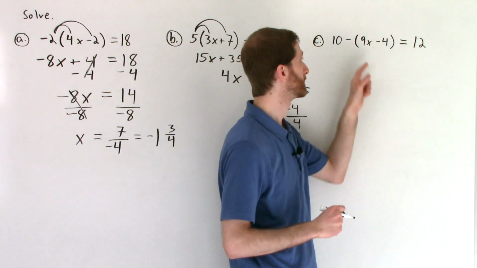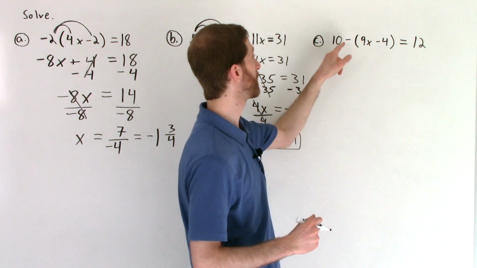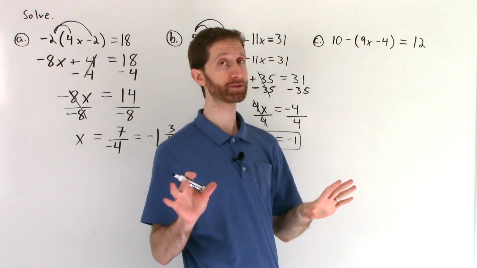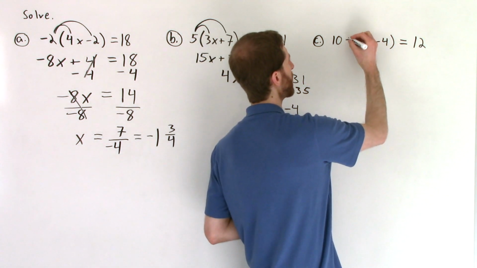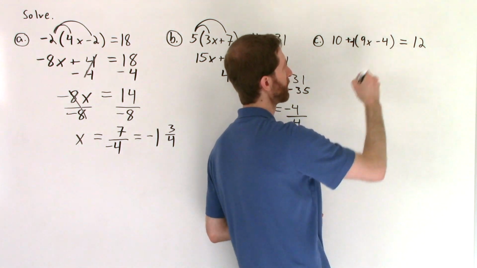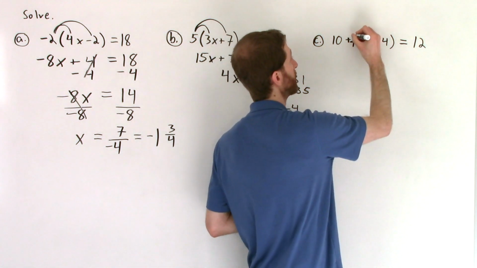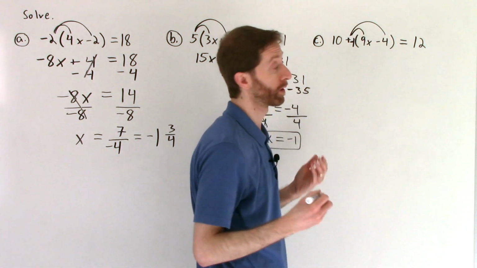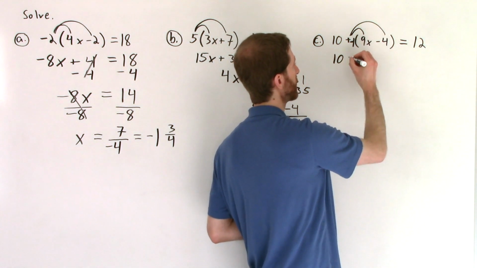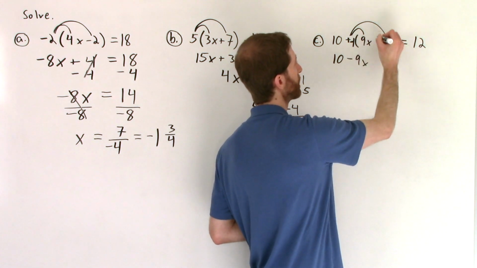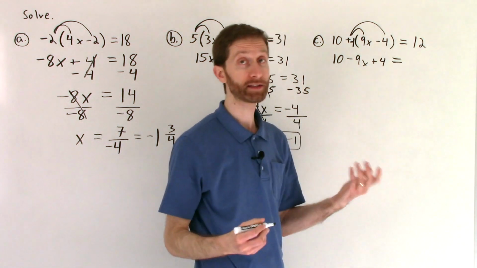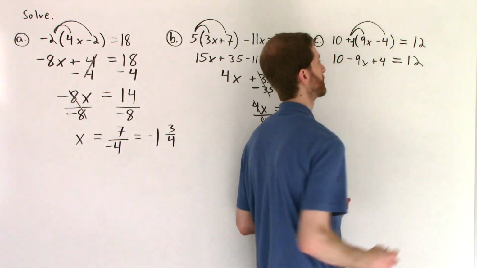All right, finally, to letter C. Letter C is a little different, and then we have 10 minus a whole quantity. That's a little strange looking. Don't be freaked out. We can deal with this. I'm going to rewrite this or look at it as plus a -1 times all of that. So that minus all of that stuff is the same as plus a -1 times it all. Like in the previous problems, I'll simplify by multiplying with the distributive property. So -1 times 9x is minus 9x. -1 times -4 is plus 4. And that's equal to 12 because we've done nothing to undo 12 as of yet.